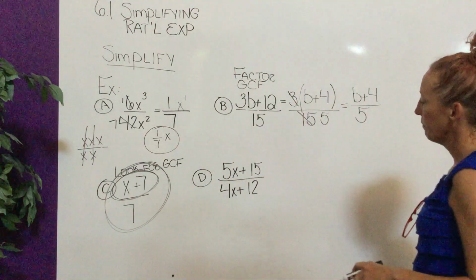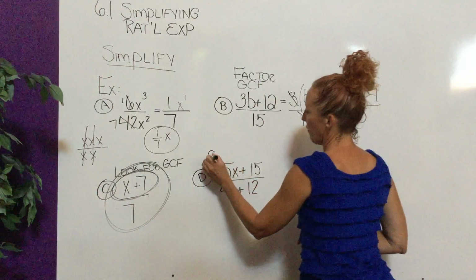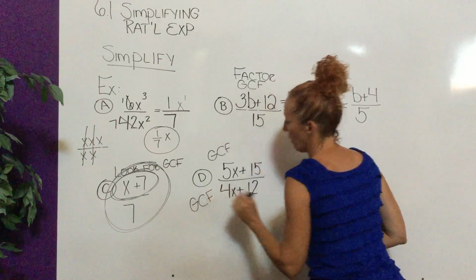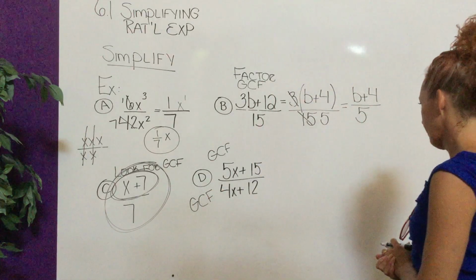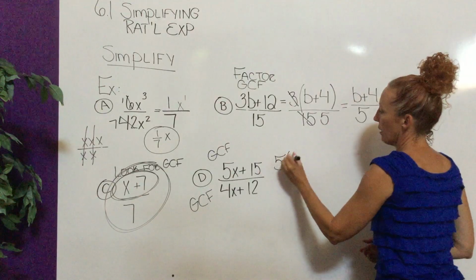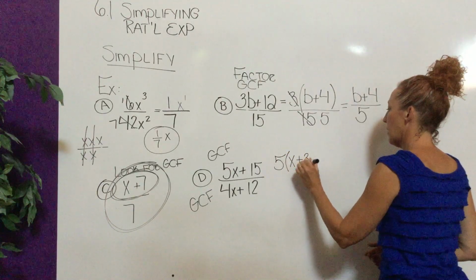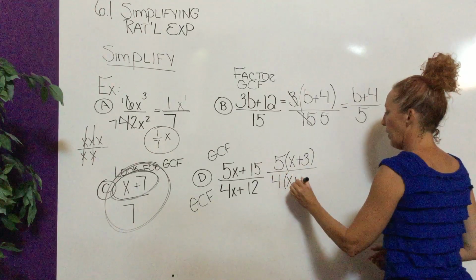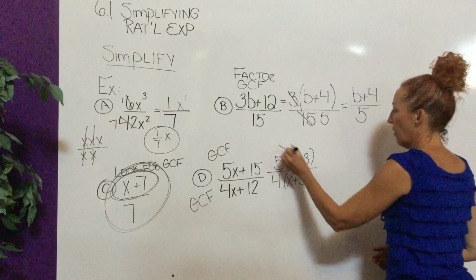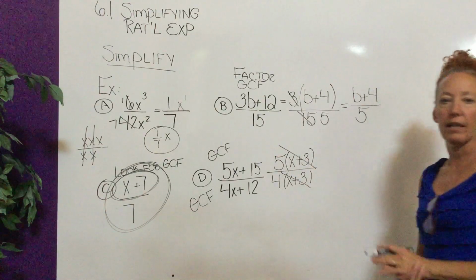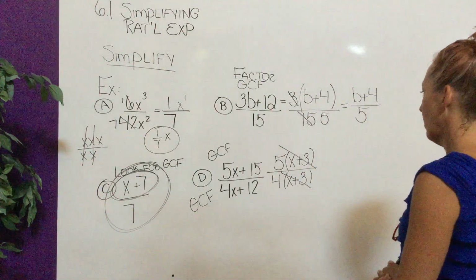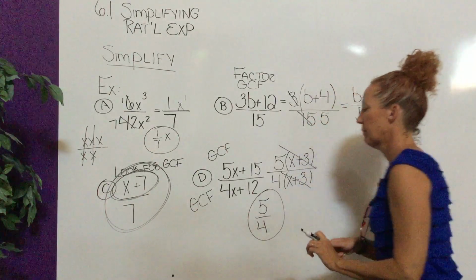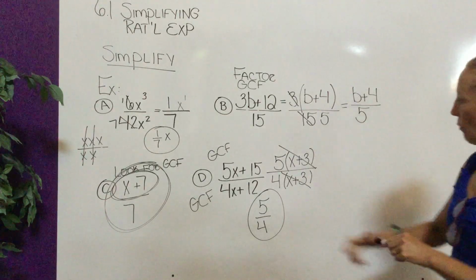Let's look at D. We need to look for the GCF in the numerator, the GCF in the denominator, and then we'll go from there. So I can pull a 5 out of the numerator. I'm left with x plus 3. I can pull a 4 out of the denominator. I'm left with x plus 3. This entire factor is now going to cancel with that entire factor, and we end up with 5/4.